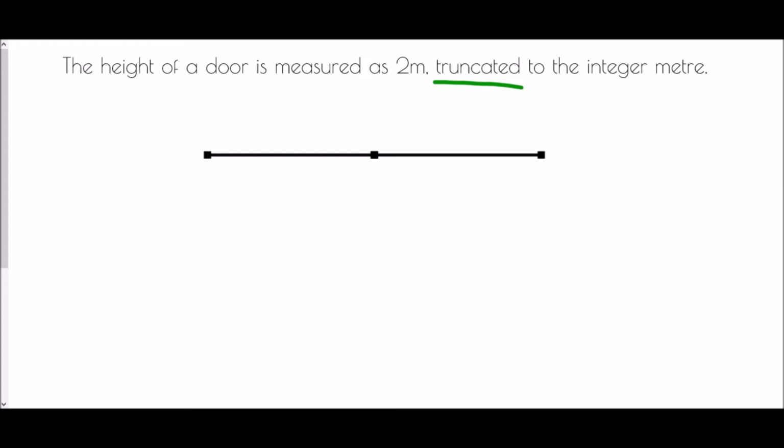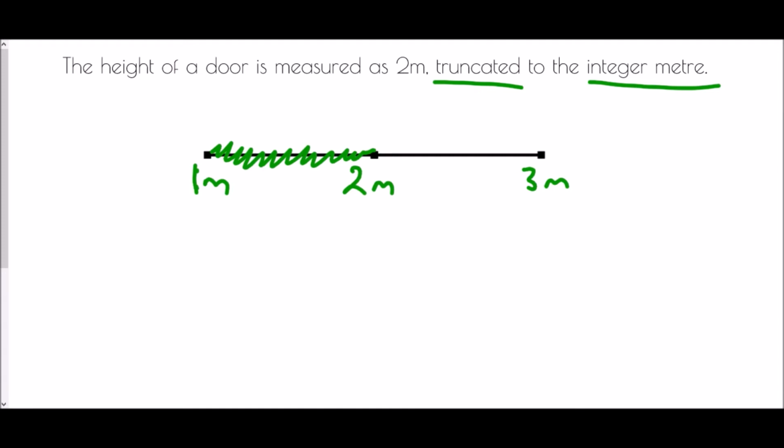Okay, and so when we're dealing with this one, we're going to draw our 2 meters right in the center. Now if it's been truncated to the integer meter, well, the next integers would be 1 meter or 3 meters. But in this case, because it's been truncated, it means it's just been cut off. And so these values here, anything in this section from 1 up to 2, well, they would not work because they would all truncate to 1 meter. We would just cut off everything after the decimal point.